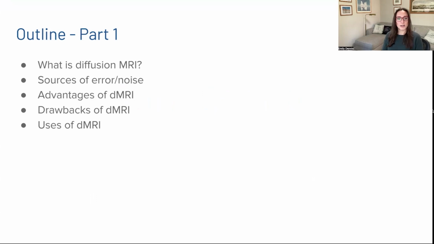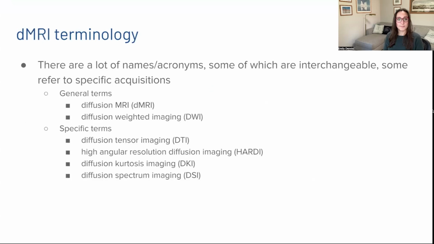So here's an outline of what I'm going to talk about today. I'll start with an introduction to what diffusion MRI is and talk a little bit of physics. We'll go through some of the common sources of error or noise that we need to control for, some of the advantages of diffusion MRI and drawbacks, and some of the common uses.